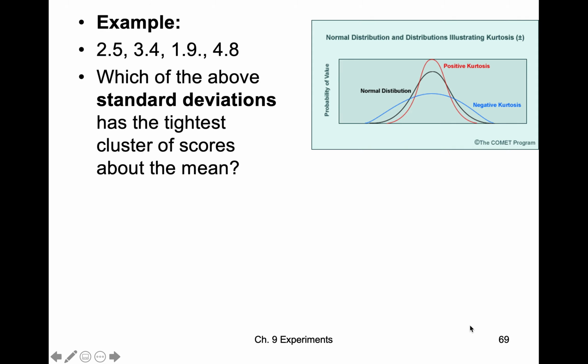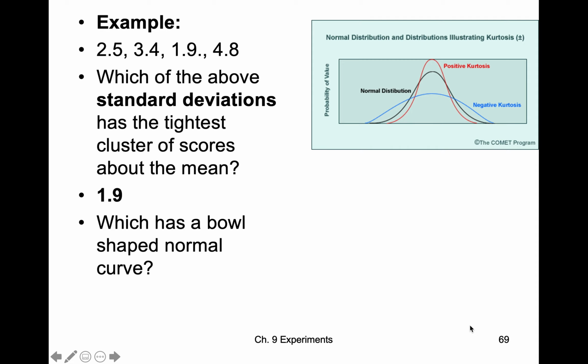Now, which of the above standard deviations has the tightest cluster of scores about the mean? Well, if you look at these, the largest one is 4.8, the smallest one is 1.9, so which has the tightest cluster of scores about the mean? That is 1.9. It's the smallest number, meaning that there is the least disagreement.